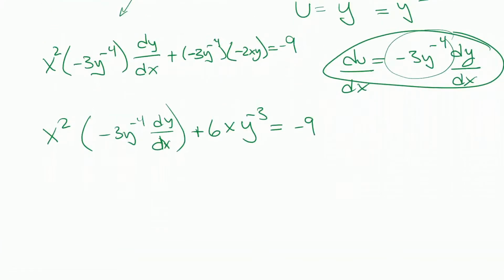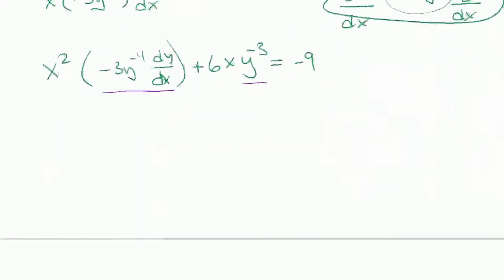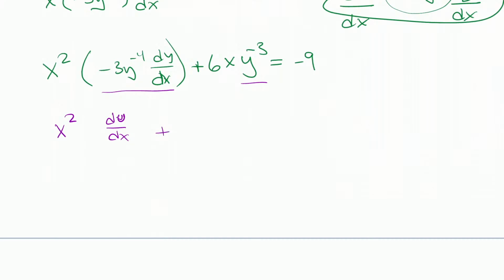Now that we've got this set up like this, I think we can make the actual substitution. So the substitution is that this is u, or du over dx, and this is u. So we have x squared du over dx plus 6xu is negative 9.